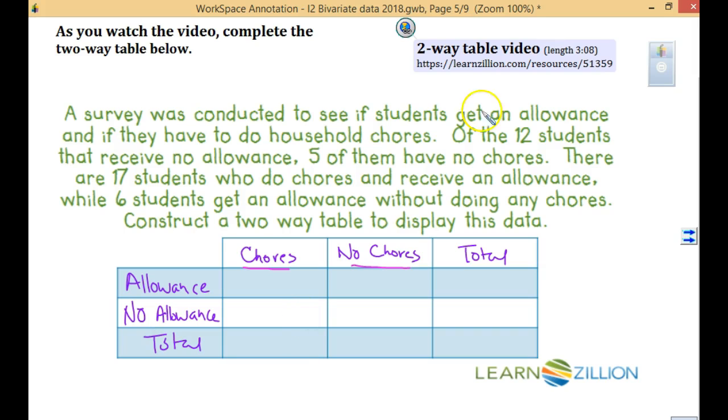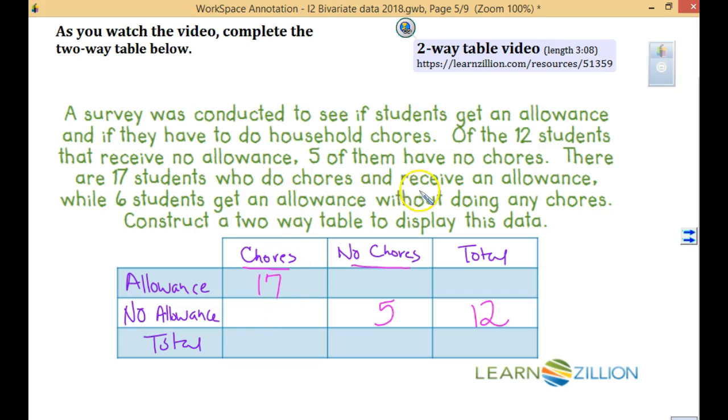So, as we fill this in, it says, of the 12 students that receive no allowance. So we want to go all the way across to no allowance, and we want to write in 12, because that's our total number of students that receive no allowance. Then it says 5 of them have no chores. So we also know this number. So please fill those in. The next piece of information that they give us is that there are 17 students who do chores and receive an allowance. So that statement, allowance and chores, is telling us to fill in the 17 here.